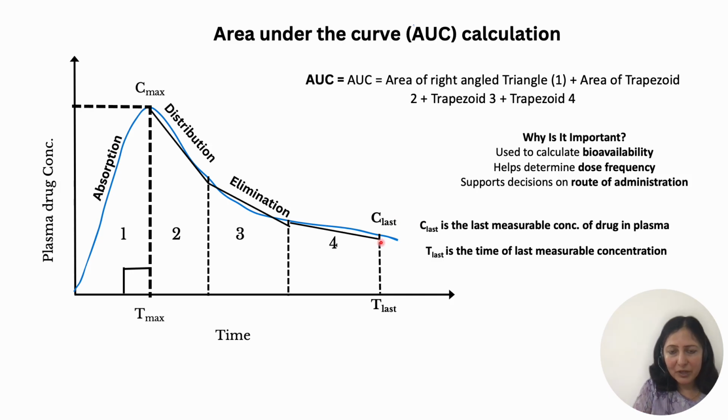Clast is the last measurable concentration of drug in the plasma, and Tlast is the time of last measurable concentration. It's possible that we did not take any samples after Clast, and hence that is the last concentration that we are measuring.